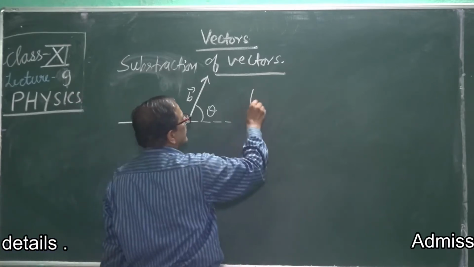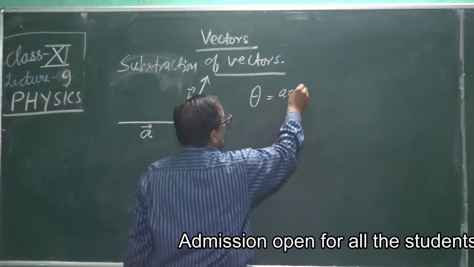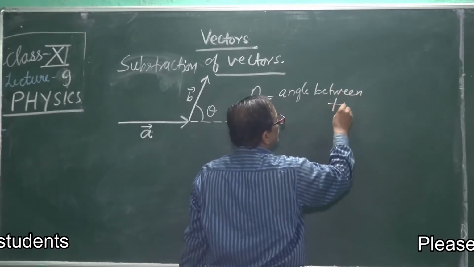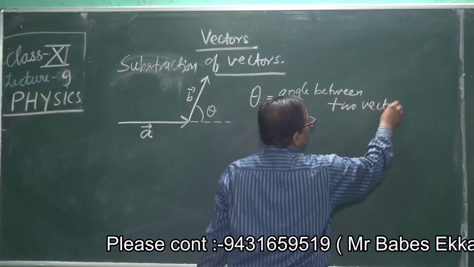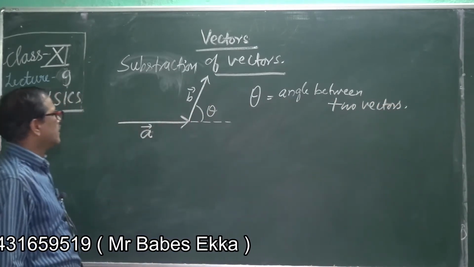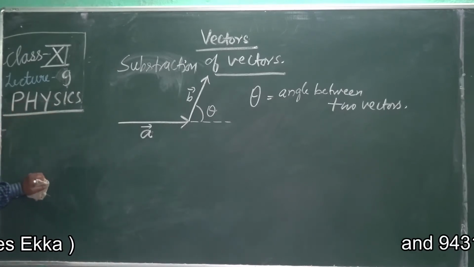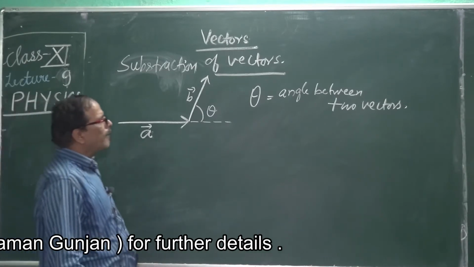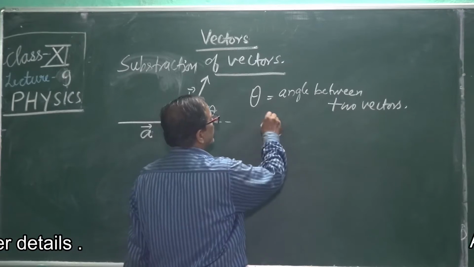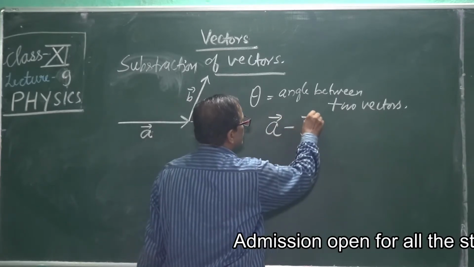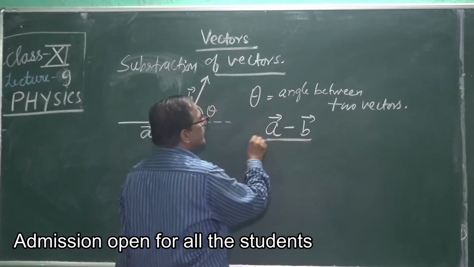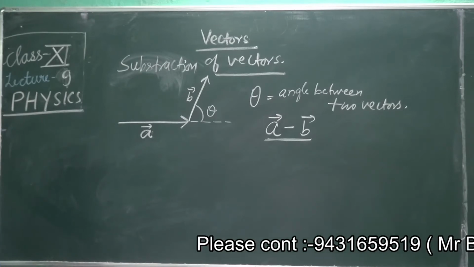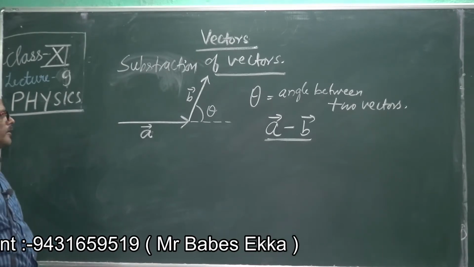Here theta is the angle between two vectors. It's okay. Now we have to find vector A minus B. Subtraction of vector means we are subtracting a vector from another vector.